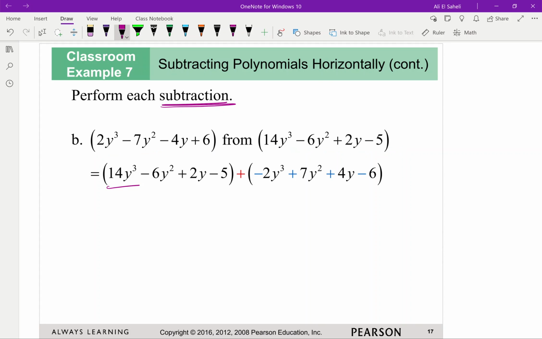So 14y cubed minus 2y cubed is 12y cubed, minus 6y squared plus 7y squared is 1y squared. 2y plus 4y is 6y, minus 5 minus 6 is minus 11.